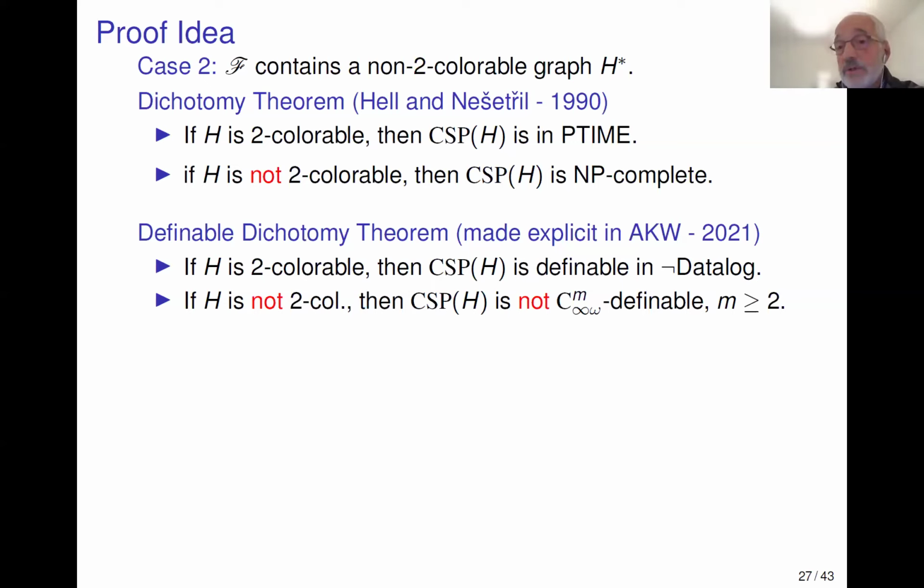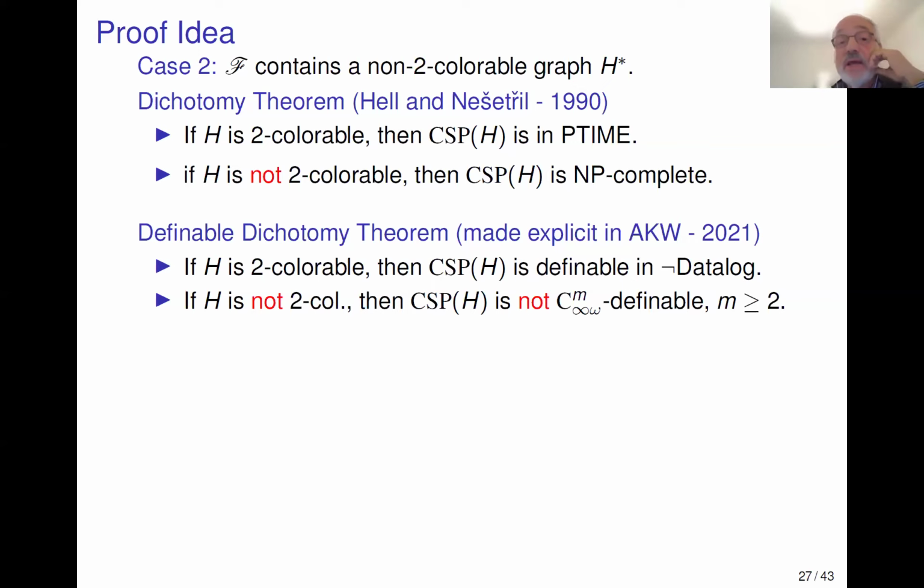Non-two-colorability was known to be expressible in Datalog. Datalog is existential positive inductive definitions from the logicians, or conjunctive queries plus recursion if you come from databases. The new thing here is that if the graph is not two-colorable, then the constraint satisfaction problem is not definable, not only in the counting logic, but even in the counting logic with infinitary conjunctions and disjunctions. So C^m infinity omega is the infinitary logic that allows arbitrary conjunctions and disjunctions, but counting quantifiers and at most m variables.